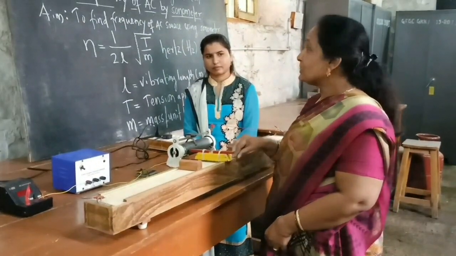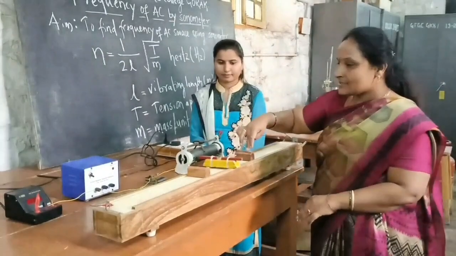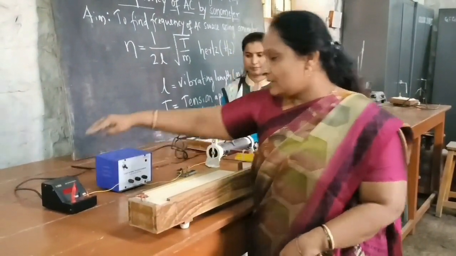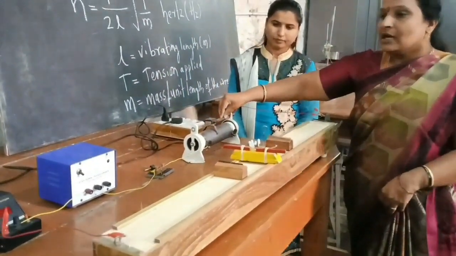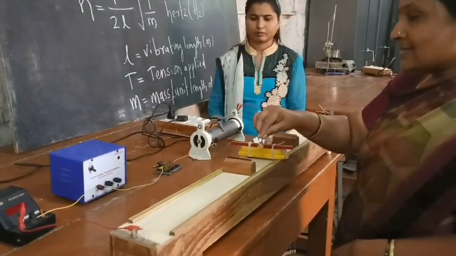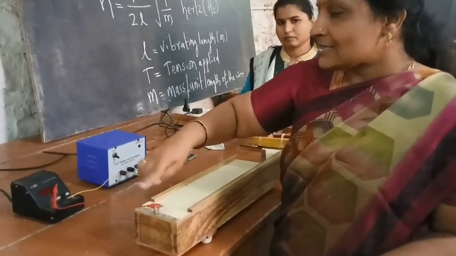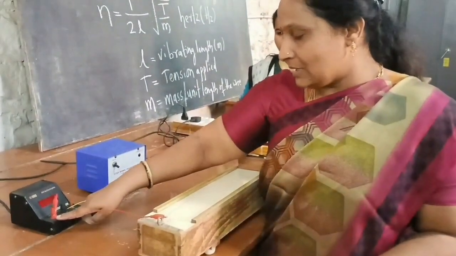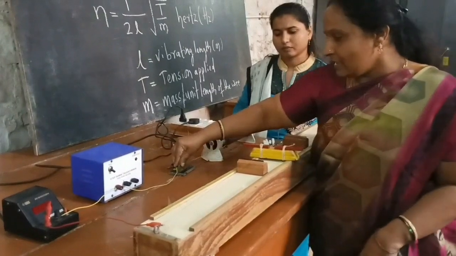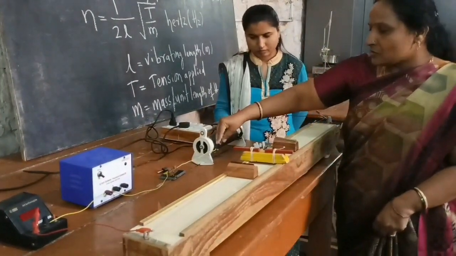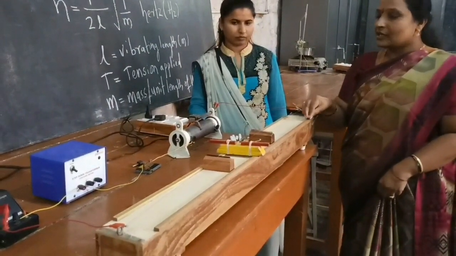Apparatus used to find the frequency of AC by sonometer are sonometer, bar magnets, two bridges, ammeter used to control the current, transformer, plug key, rheostat. And all these apparatus are placed as per the circuit diagram. One end of the sonometer wire is connected to the positive terminal of the ammeter, negative terminal to transformer, transformer to the plug key to the lower end of the rheostat, and the upper end of the rheostat is connected to the sonometer. This is the circuit connection.